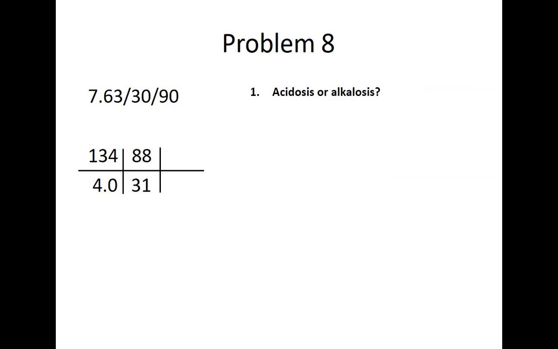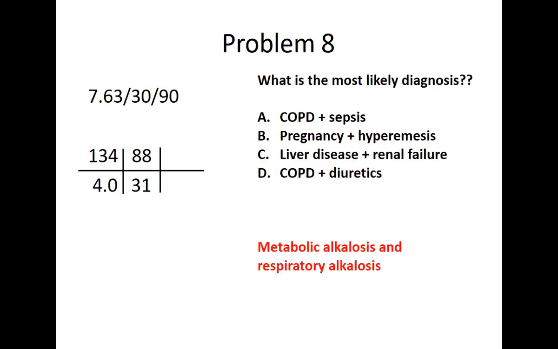So is this an acidosis or an alkalosis? Metabolic or respiratory? You look at your bicarb and your bicarb's up, but your PCO2 is down. So I think it's metabolic and respiratory. So I think this is a respiratory alkalosis and a metabolic alkalosis on top. So we've got two alkaloses going on.